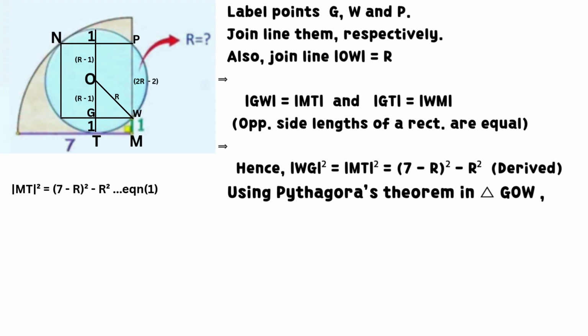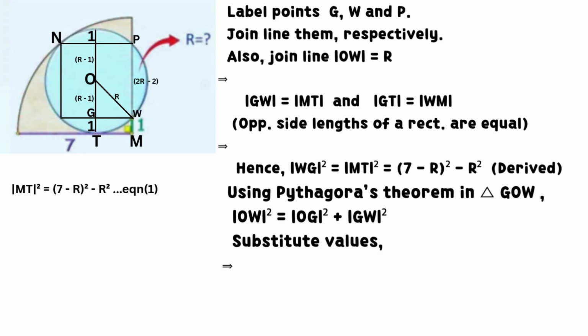Using Pythagoras theorem in triangle G, O, W, the square of line O, W equals the sum of the square of line O, G and the square of line G, W. Substitute values. It signifies that the square of R equals the sum of the square, in bracket, R minus 1, and the square, in the bracket, 7 minus R, minus the square of R.